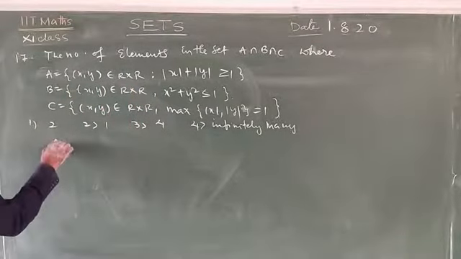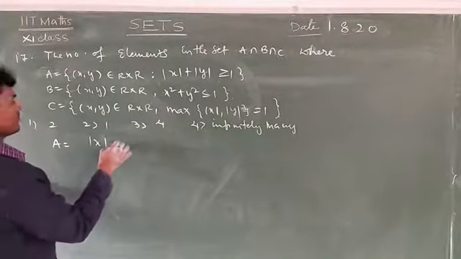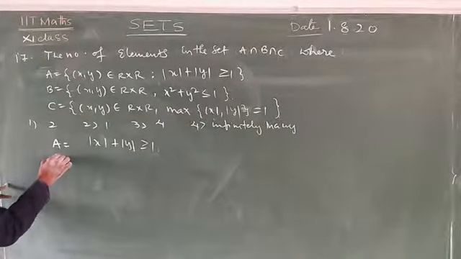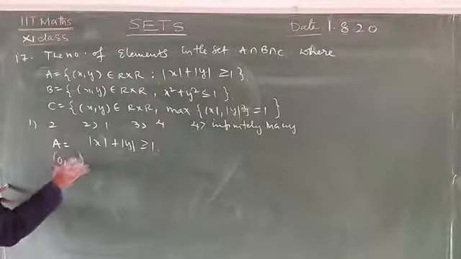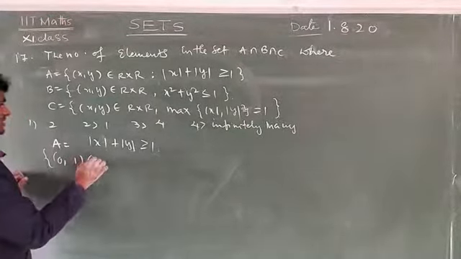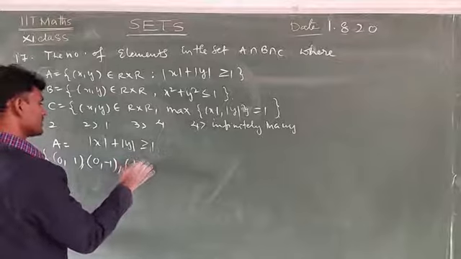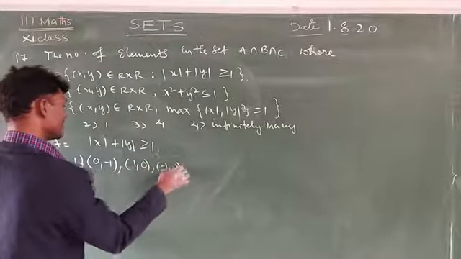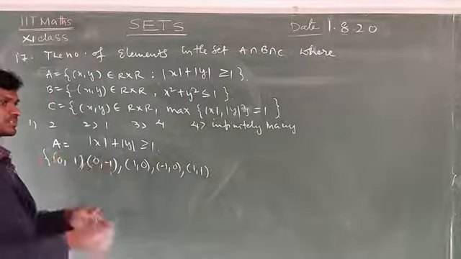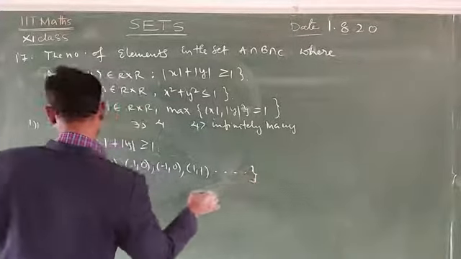Now, A is the set where modulus of x plus modulus of y is greater than or equal to 1. You can take x equal to 0 and y equal to 1, which gives 1. Next, 0 and minus 1, modulus of minus 1 also gives 1. Next, 1, 0 and minus 1, 0. Next, 1, 1. You can't take 0 and 0, since 0 is not possible. Except 0 and 0, you can take any negative or positive numbers, as the sum is greater than or equal to 1. This is set A.